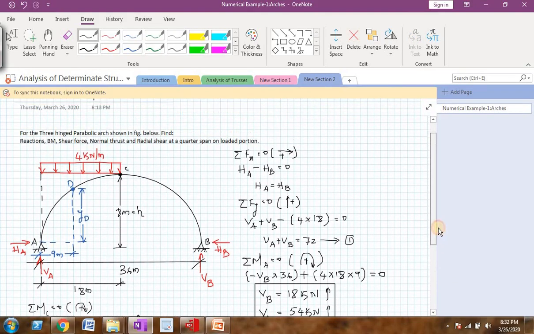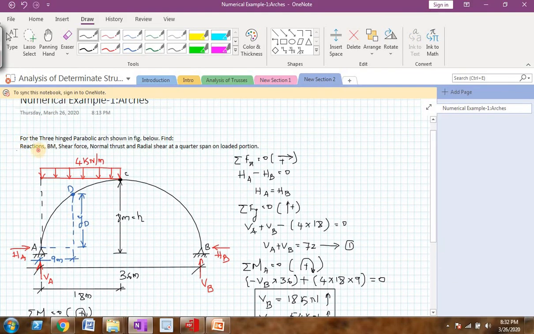So this is the first step where I have found all the reactions. Next, let me find the bending moment, shear force, normal thrust and radial shear at a quarter span in the loaded portion.